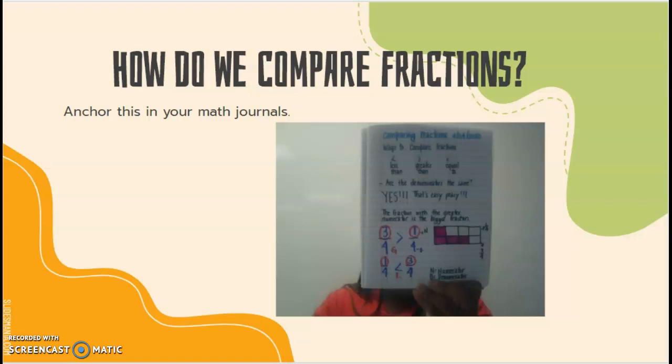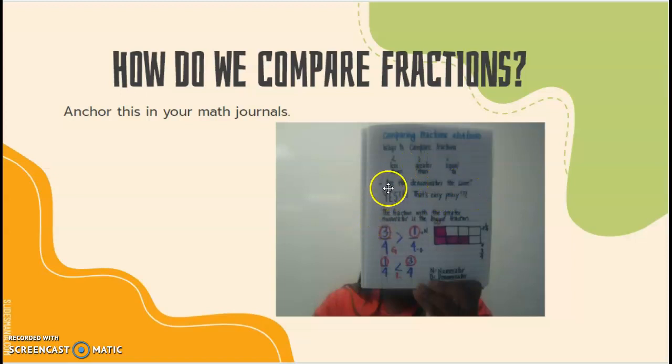So, what I want you to do at this time is, in your journals, I want you to anchor this chart in your journal. Now, this is giving you some information about how to compare fractions. Please make sure that you date it for today. And it's also telling you the ways that we are going to learn to compare fractions by using our less than symbol, greater than symbol, and equal symbol.